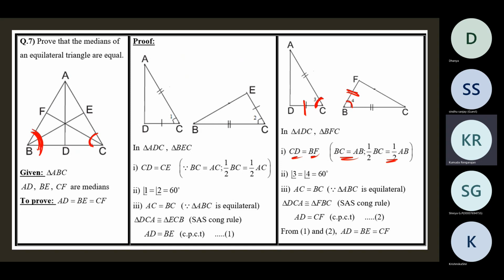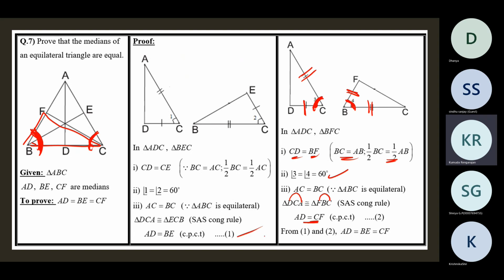The whole of angle B is in the triangle BFC or BCF, and the whole of angle C is in the triangle ADC or ACD, 60 degrees. And you can see that AC is equal to BC because they're the sides of the triangle ABC, which is equilateral. So the two triangles are congruent. By CPCT, we have AD is equal to CF. Once you write the order correctly, you will find that it is easier: DA or AD is equal to FC or CF.